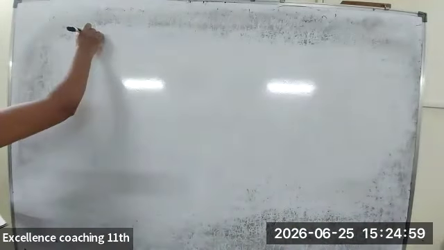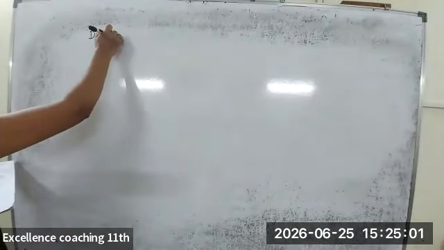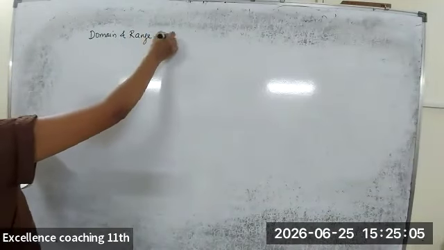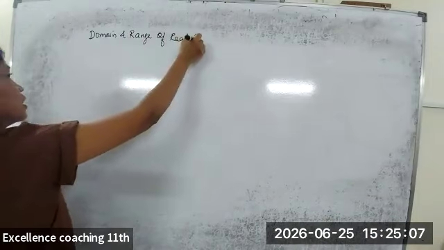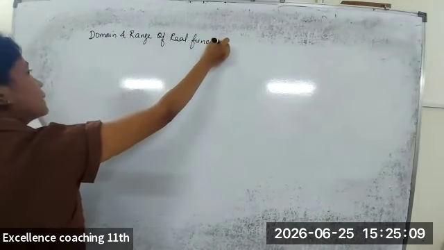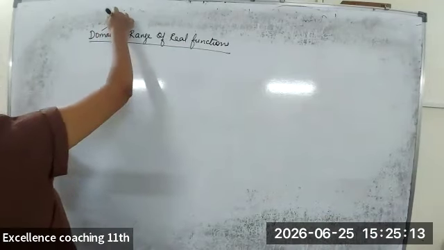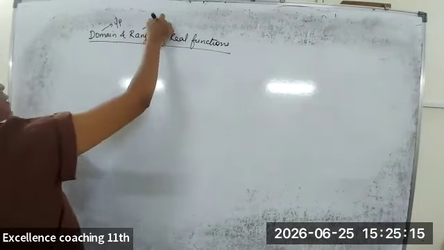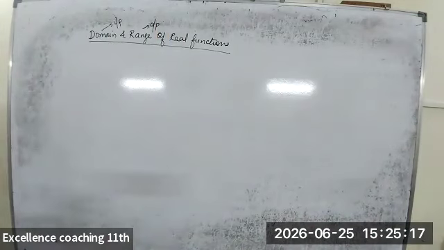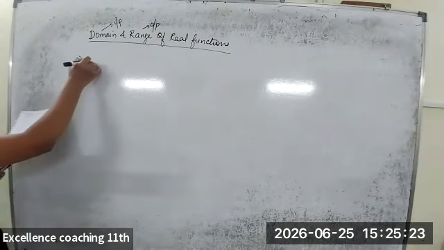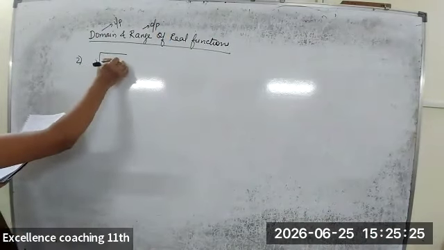So we are doing domain and range of real functions. You know that domain means the input and range means the output. Now, first one we are done. We'll look at the second one, square root of x minus 1.